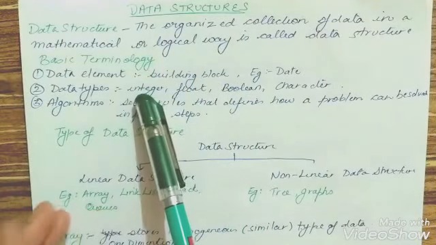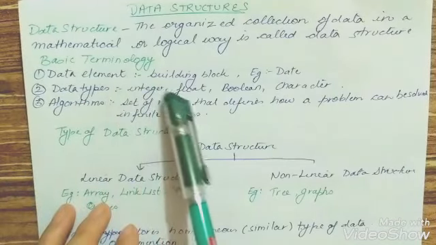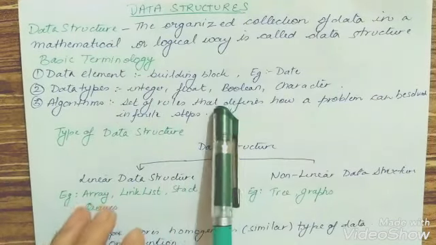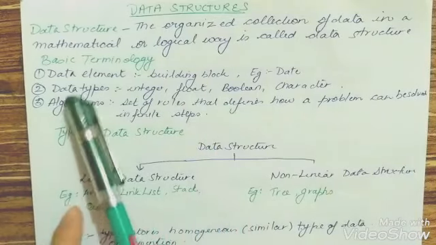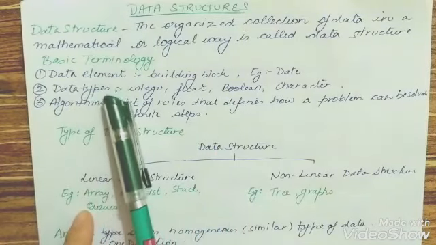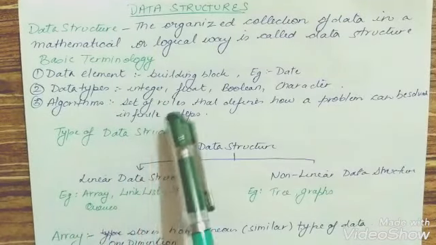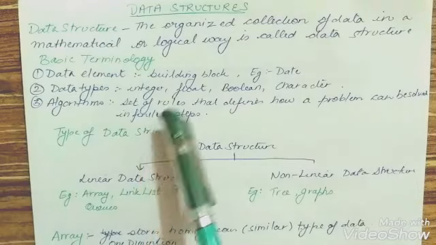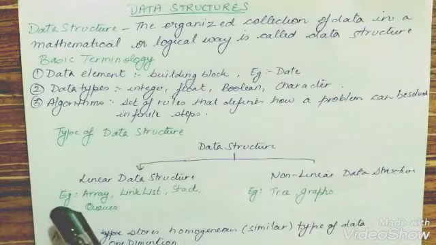So the basic things which are related to data structures: a data element is the building block, or we can say it is a field in which data is stored. So that is called a data element. And data types, as we have studied earlier in C language or in any other language, are like integer, float, boolean, character, etc.